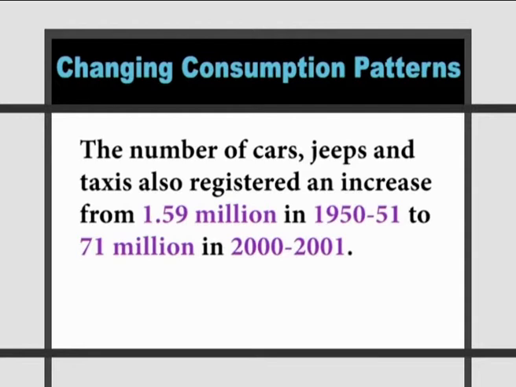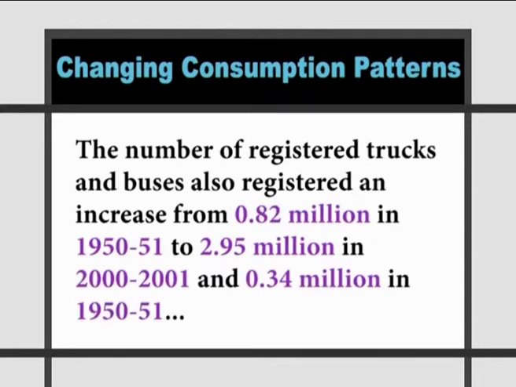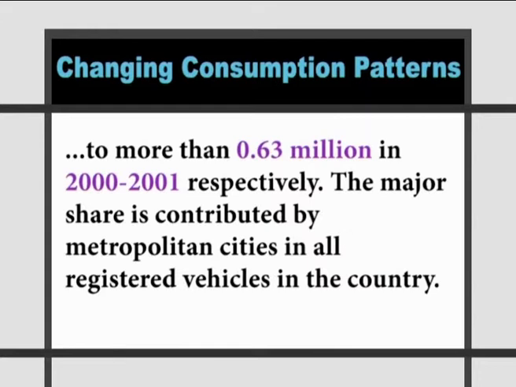The number of registered trucks and buses also registered an increase from 0.82 million in 1950-51 to 2.95 million in 2000-2001, and 0.34 million in 1950-51 to more than 0.63 million in 2000-2001 respectively. The major share is contributed by metropolitan cities in all registered vehicles in the country.